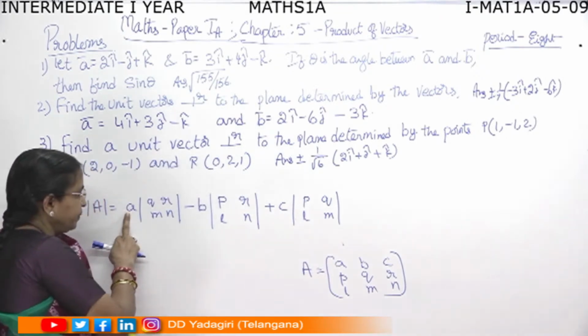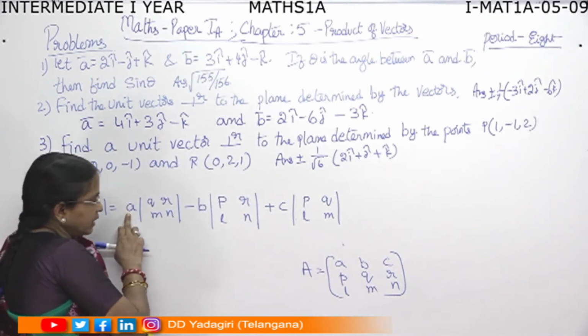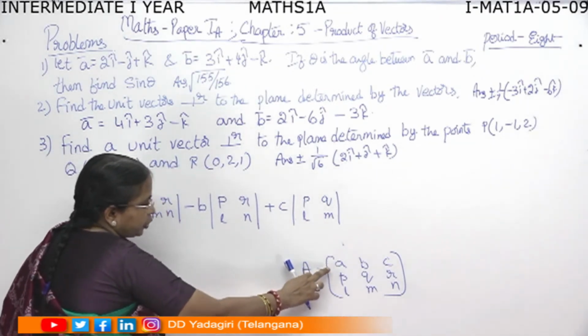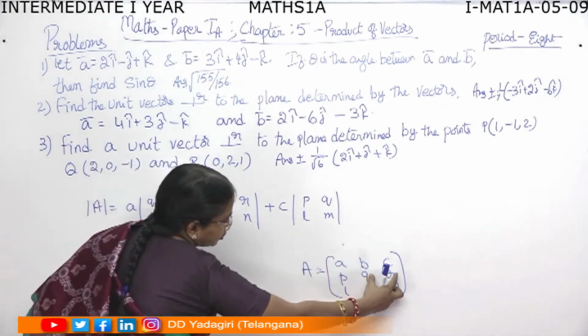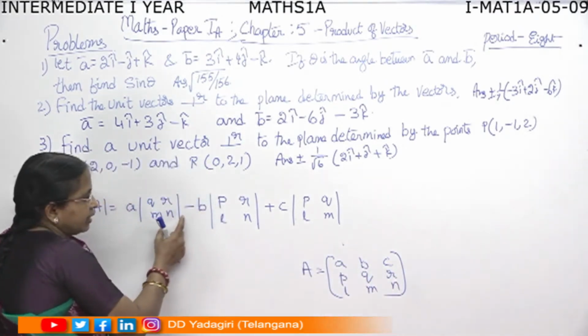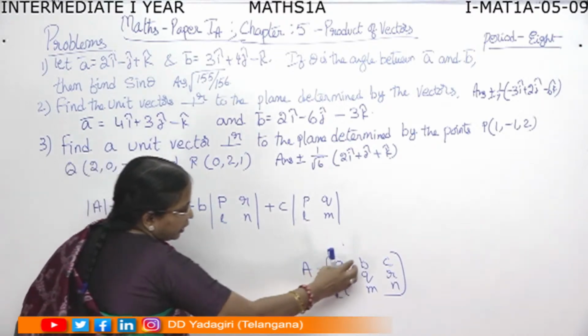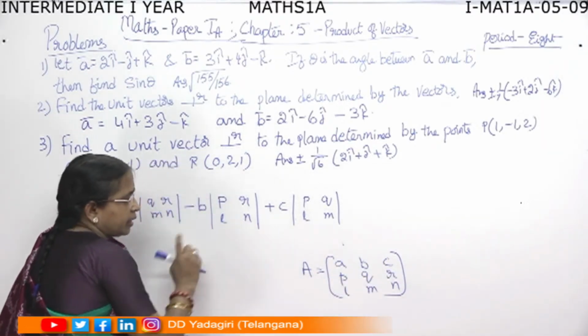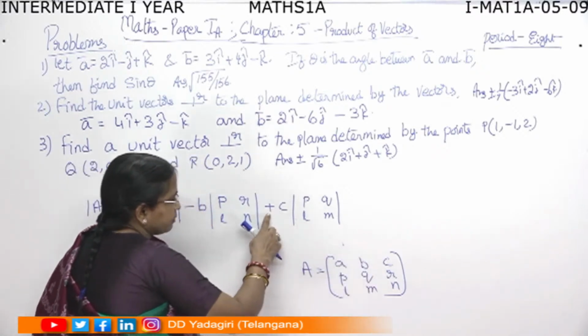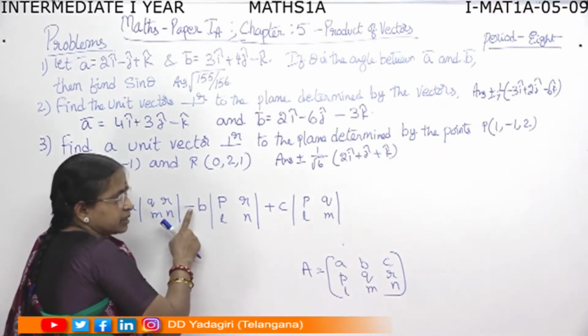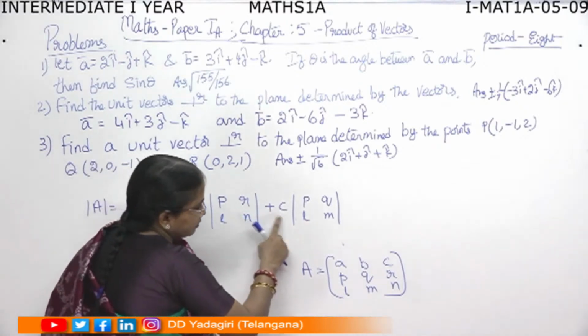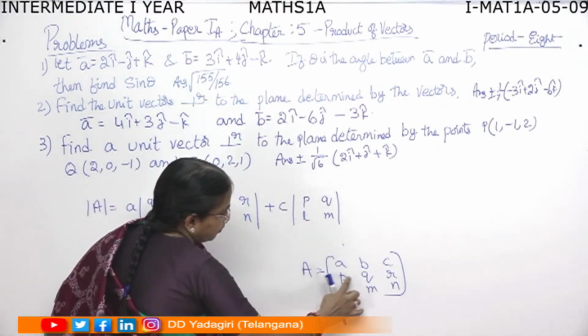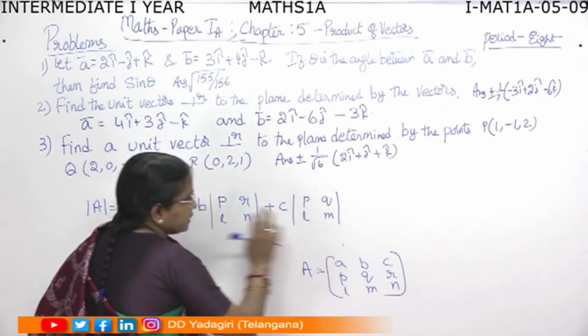So this is the procedure. First row element into, delete the row and column. So Q, R, M, N you will write. Minus B into, delete the row and column, then it is P, L, R, N, and then next it is plus. Second one is minus, remember this, second one is minus, third one is plus. So C into P, Q, L, N. So first write like this.